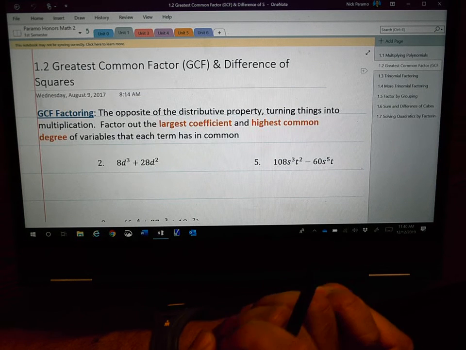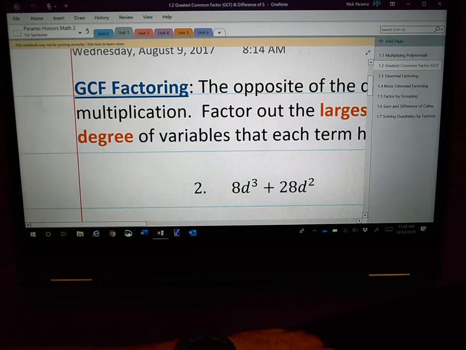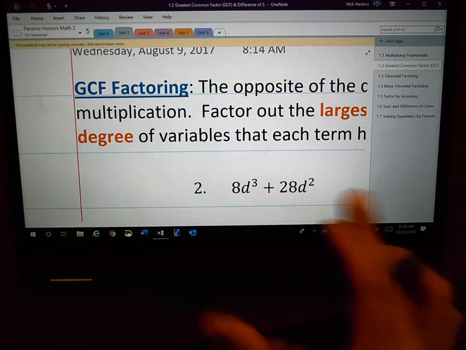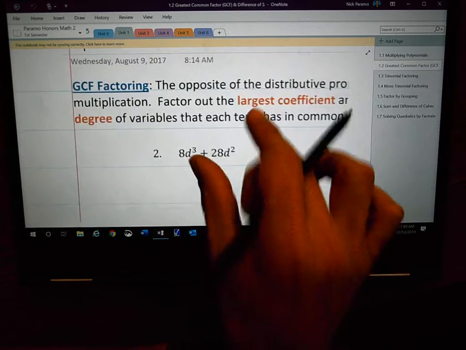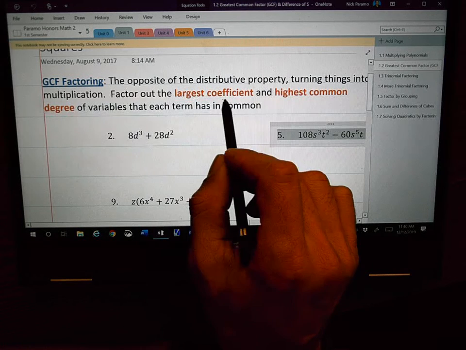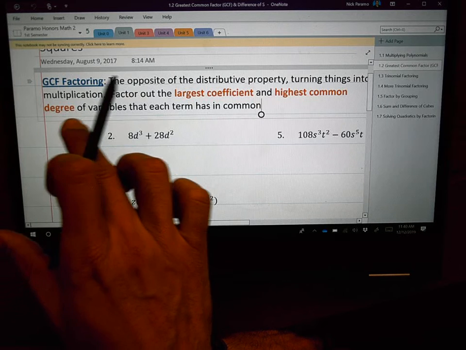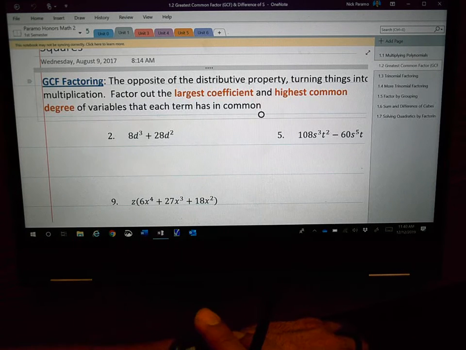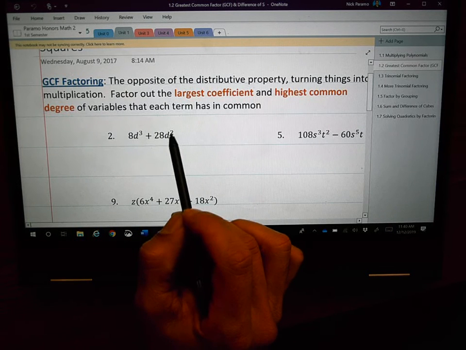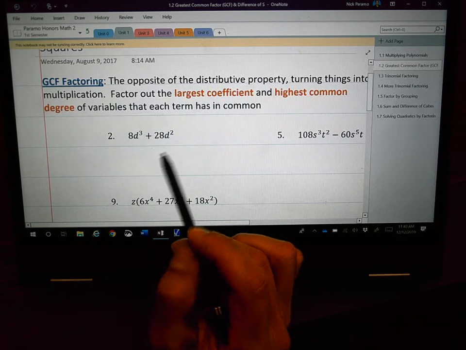If you forgot the 5 different types of factoring, the first one was called GCF factoring. It's where you pull out the greatest common factor of every single term. My recommendation to you back then was to look for the largest coefficient that goes into everything and the highest common degree of variables that each term has in common. That means if you have a d to the third and a d squared, the highest degree that they have in common, they both have at least a d squared that you can pull out.